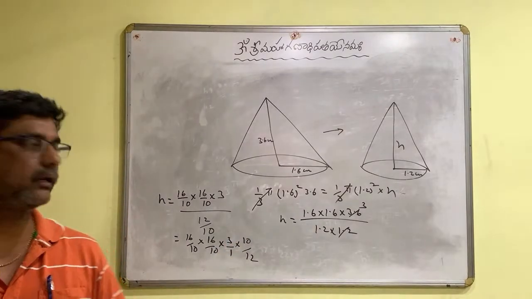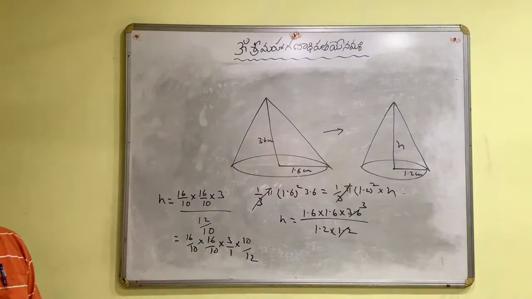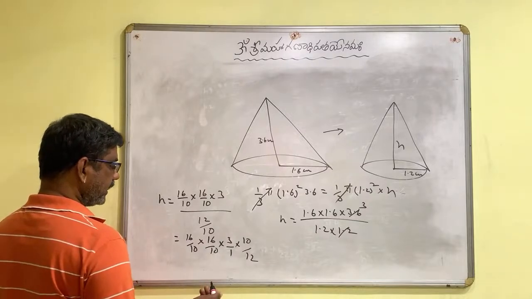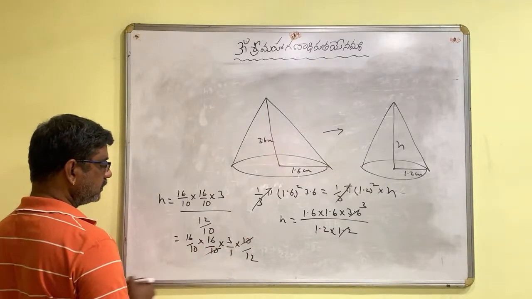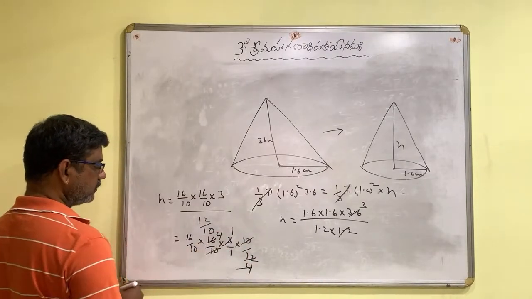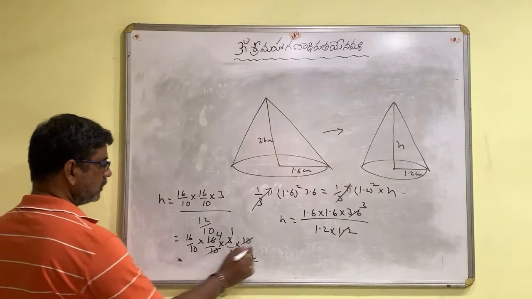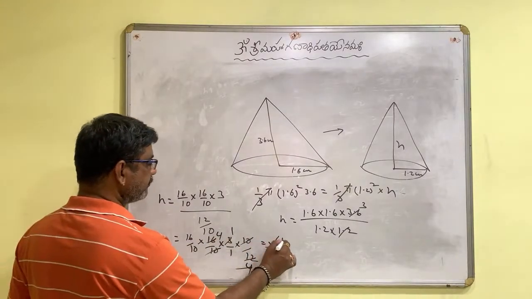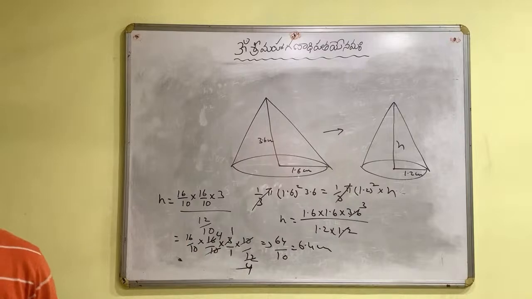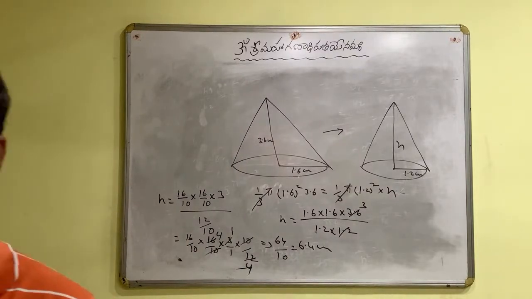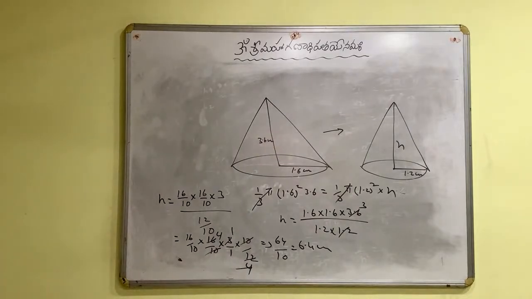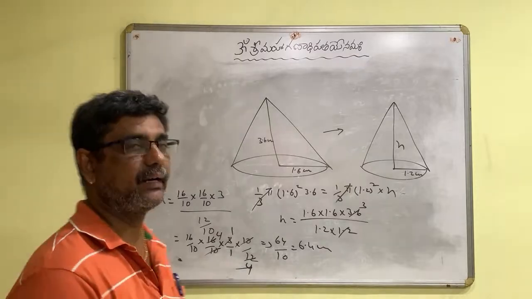into 10 by 12. 12 by 10 below becomes reversed, 10 by 12. So here 10 gets cancelled. 3 ones are 3, 3 fours are 12, 4 fours are 16. So total 16 fours are 64 by 10. That means 6.4 centimeters. So the height of the second cone is 6.4 centimeters.